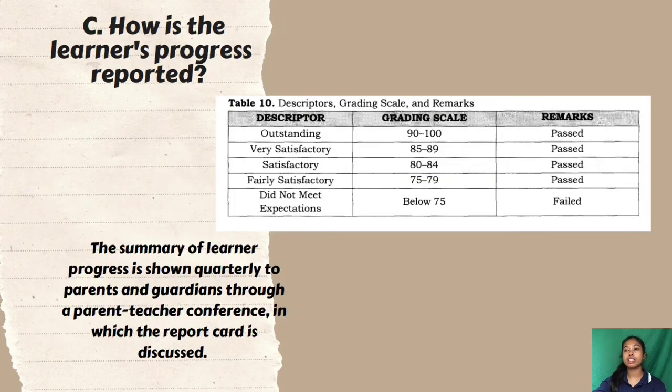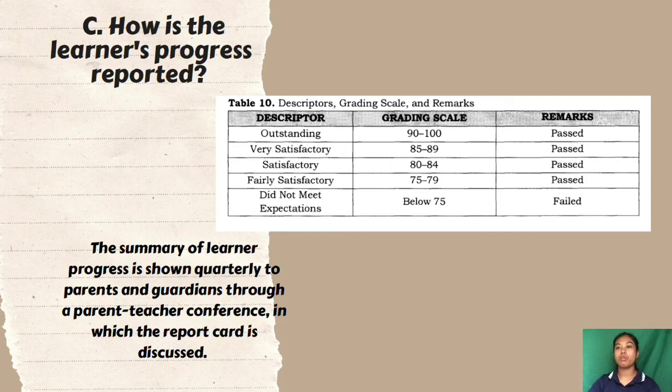Now let us proceed to the letter C. How is the learner's progress reported? So the summary of learner progress is shown quarterly to parents and guardians through a parent-teacher conference, in which the report card is discussed. The grading scale with its corresponding descriptors are in Table 10. Remarks are given at the end of the grade level. This is a summary of learning progress wherein the descriptors, the grading scale, and the remarks are shown.